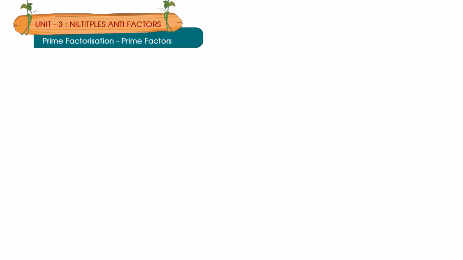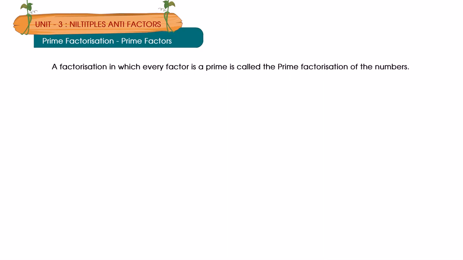Prime factorization. Prime factors. A factorization in which every factor is a prime is called the prime factorization of the number. The prime factorization of 15 is equal to 3 into 5. The prime factorization of 18 is equal to 2 into 3 into 3.